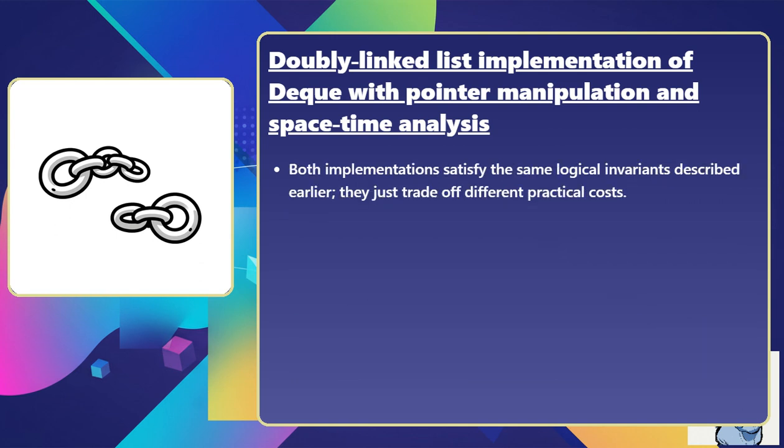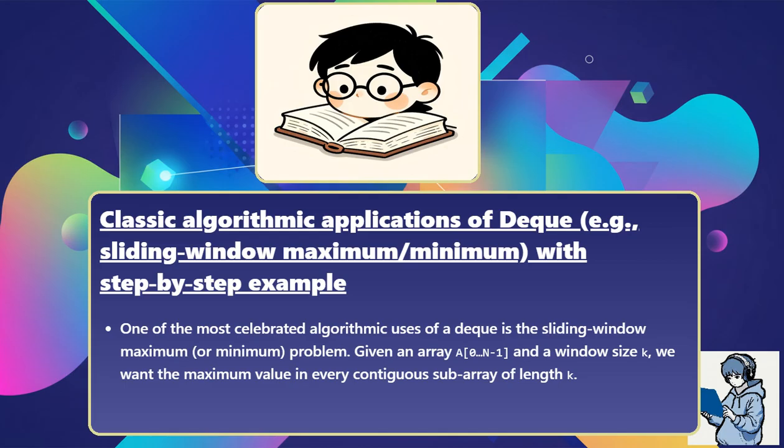Both implementations satisfy the same logical invariance described earlier. They just trade off different practical costs. One of the most celebrated algorithmic uses of a Deque is the sliding window maximum or minimum problem.